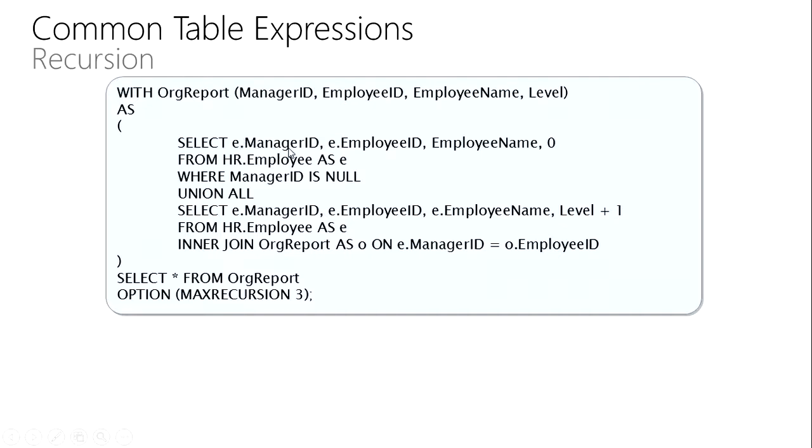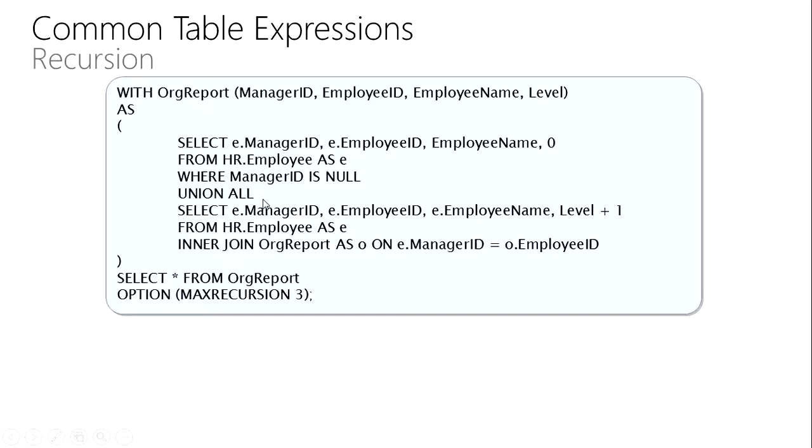And that anchor query, in this case, we're selecting the manager ID, the employee name, and we're actually literally giving the value 0 to the level. We're saying this is level 0, this is the top level, from the employee table where the manager ID is null. So we're getting everybody who doesn't have a manager there at level 0.